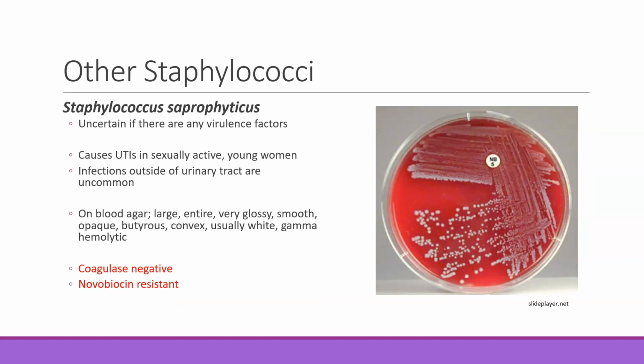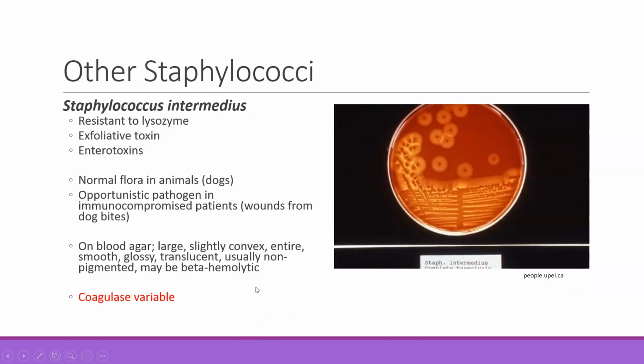Staphylococcus saprophyticus. This is one that can cause UTIs in sexually active young women, and infections outside of the urinary tract are uncommon. On blood agar, we see large, entire, very glossy, smooth, opaque, butyrous, convex, and usually white gamma hemolytic colonies. These are coagulase negative and novobiocin resistant. So that's how you would determine the difference.